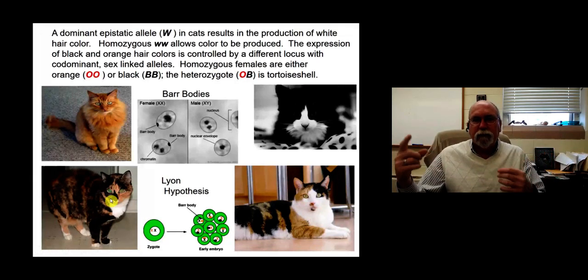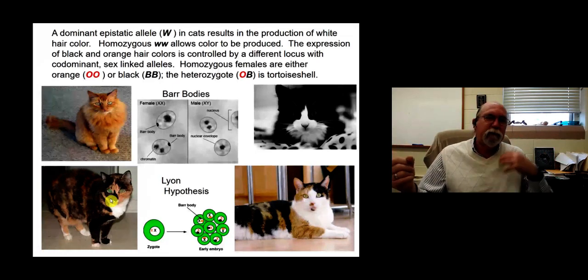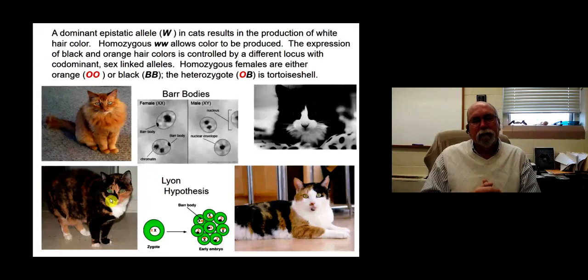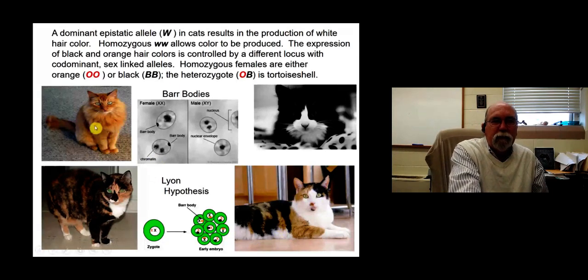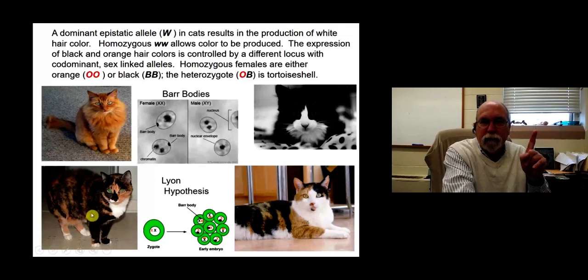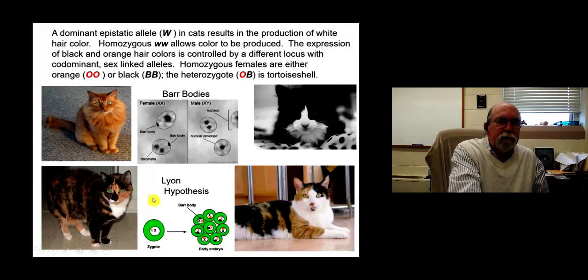And if you shut down the X carrying the orange, then you're going to be black. If you shut down the one carrying black, then you're going to be orange in that spot. So you get a blotchy cat. Now, males are only orange or black. They can't be calico because they only get one X.